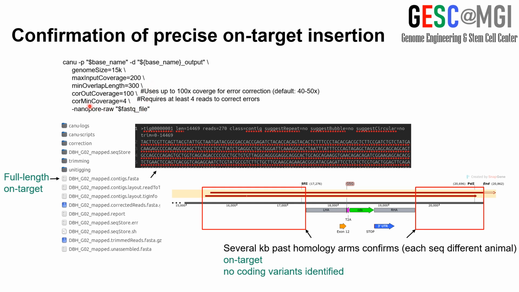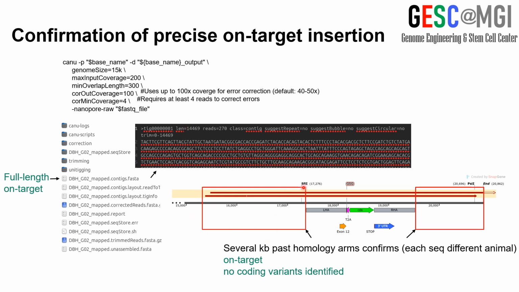And the core out coverage uses up to 100x coverage for error correction, and the default is 40 to 50x. Core min coverage is the number of reads required, essentially for a contig to be called or assembled.